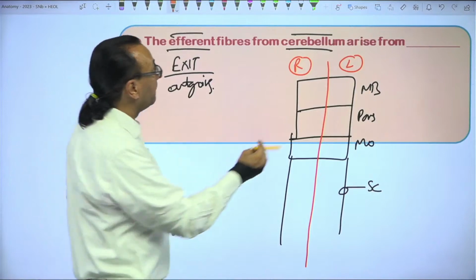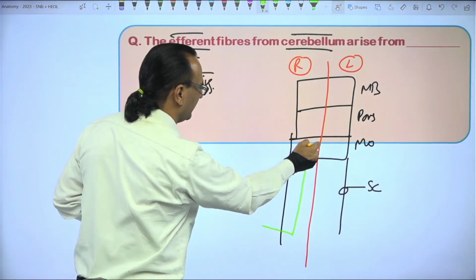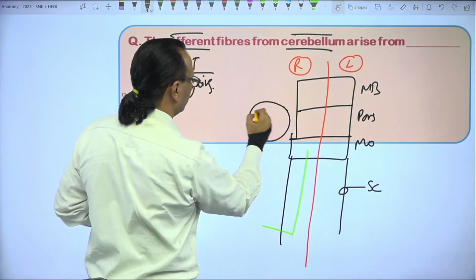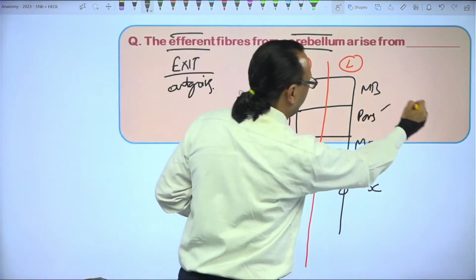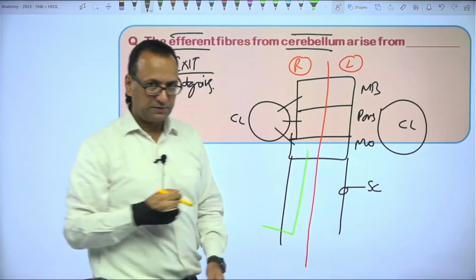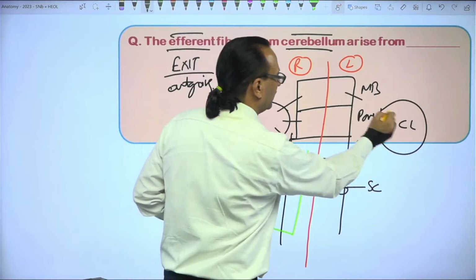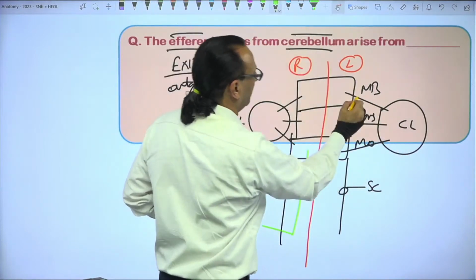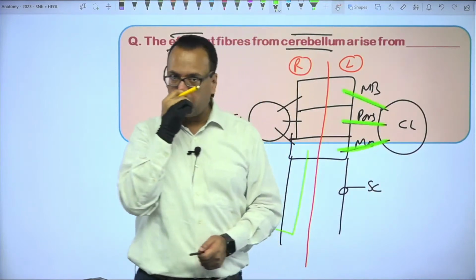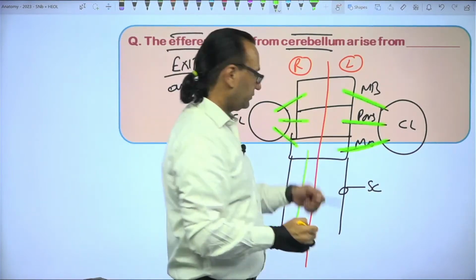Just now I have told you the right lower limb pathway, and let us show the cerebellum also. This is the right cerebellar hemisphere, left cerebellar hemisphere, connected to the brainstem by peduncles. Superior cerebellar peduncle, midbrain; middle cerebellar peduncle, pons; inferior cerebellar peduncle, medulla oblongata.